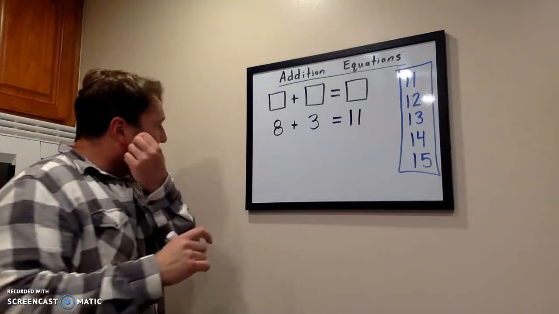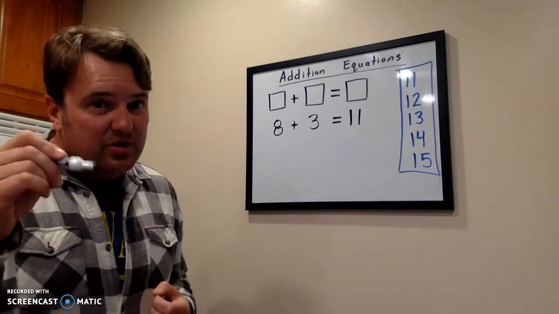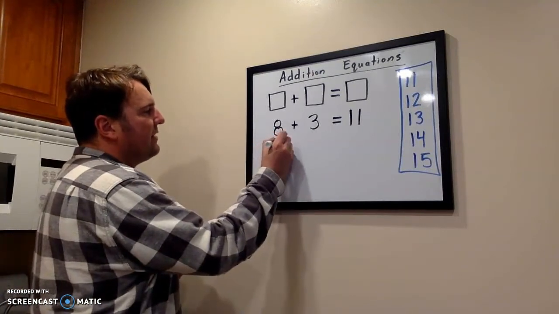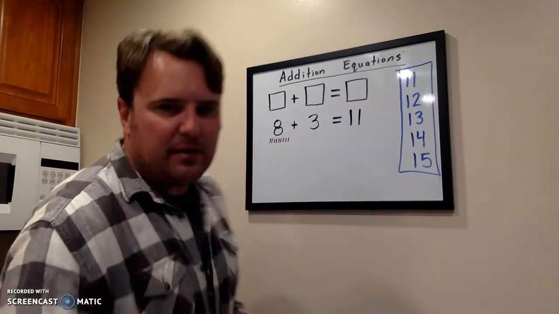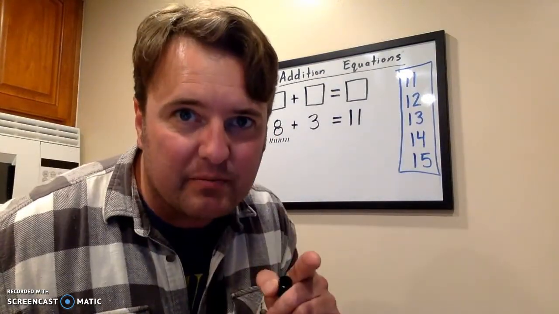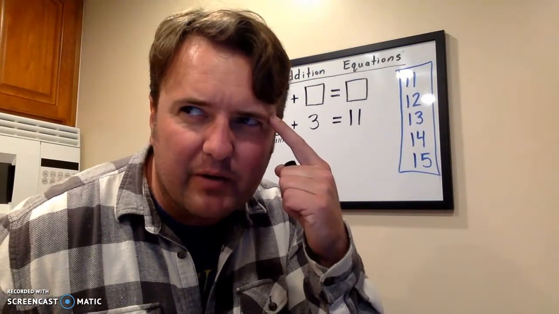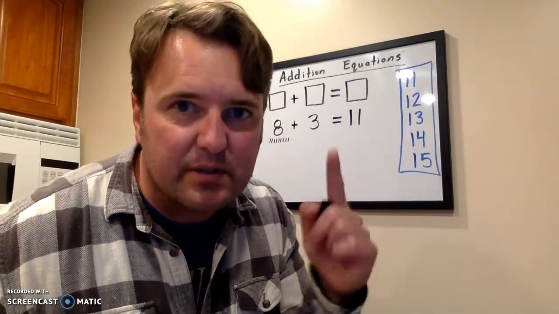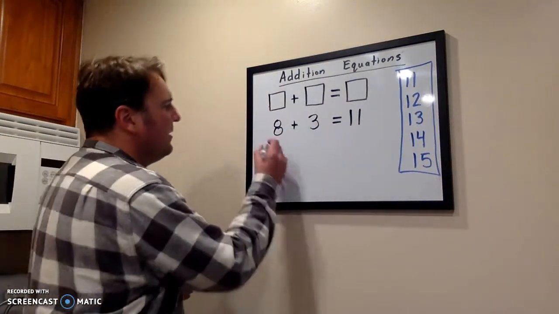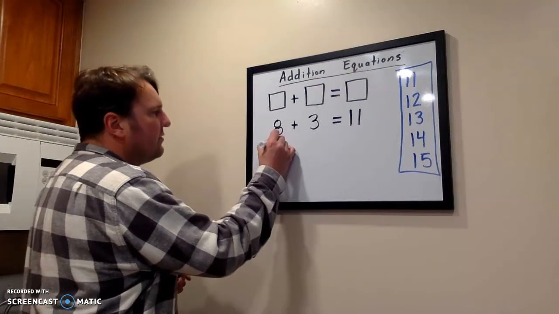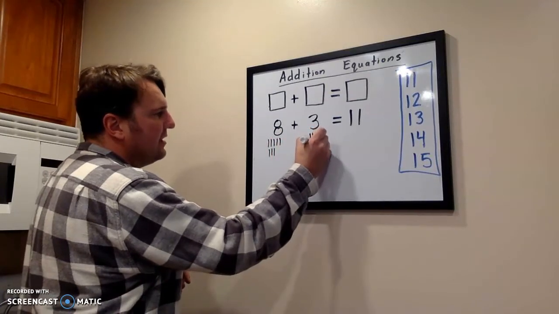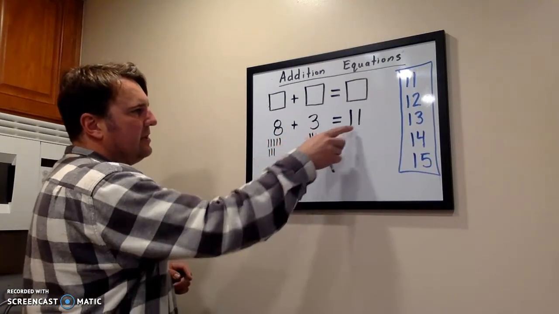And I can double check too. Instead of drawing dots, why don't I just do little tick marks? 1, 2, 3, 4, 5, 6, 7, 8, 9. Oh, I made a mistake. Sweet. I like mistakes. When I make them, I have to think a little harder about what I did wrong, go back and fix it so I don't make it again. Let's try it again. 1, 2, 3, 4, 5, 6, 7, 8, 9, 10, 11. 8 and 3 is 11.